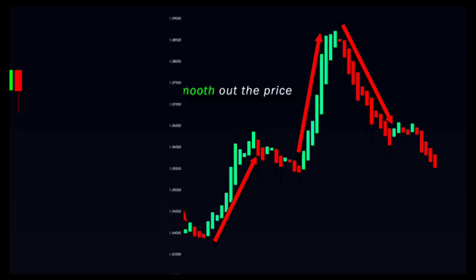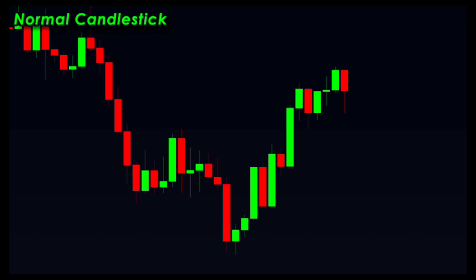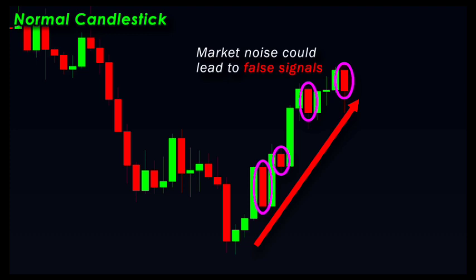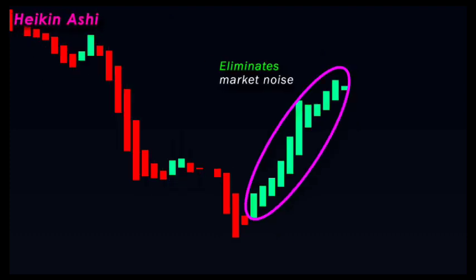Like in this example. Here in this traditional candlestick chart, notice that there's a lot of market noise in this upwards price movement which could lead to false signals. Now, if you change this to a Heiken Ashi chart, you can see that it actually eliminates that market noise by displaying same colored candles when the market is trending, therefore helping traders analyze the trend more easily.